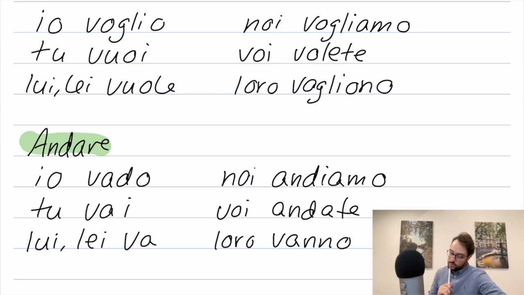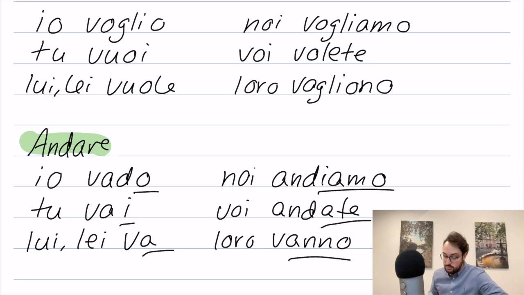Yeah, this changes a bit more because when we say loro, it's not just A-N-O, it's A-N-N-O. So that's what makes a verb irregular. Not everything is perfect, but in a lot of ways, the endings o, i, a, iamo, ate just have two N's here. But the root changes a lot. So yeah, just to give you a little bit of an idea.